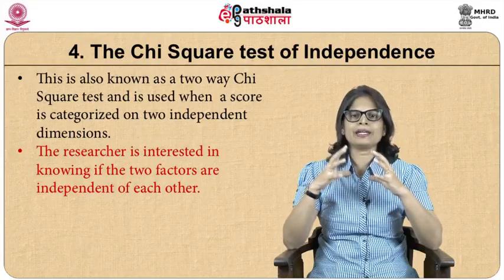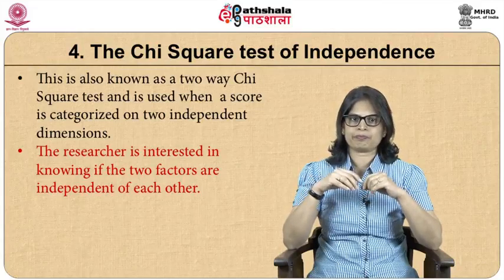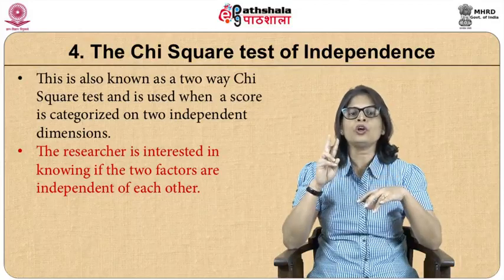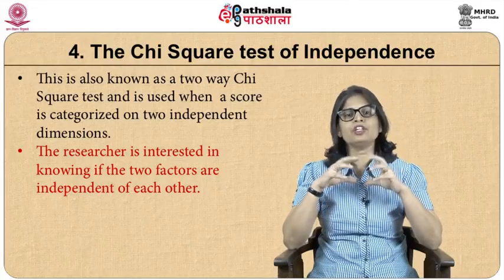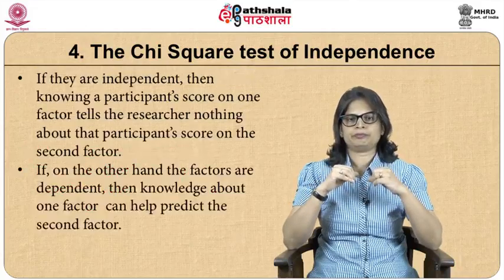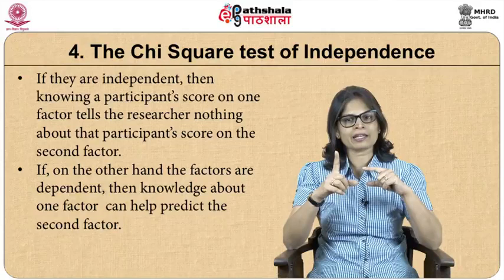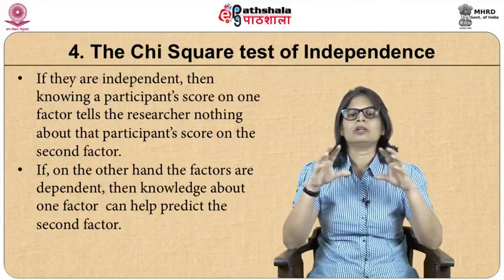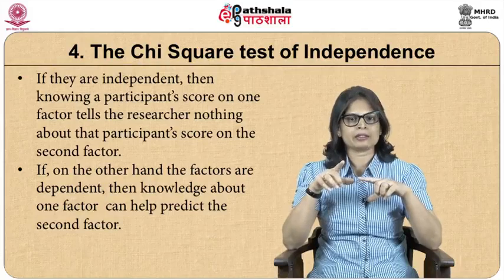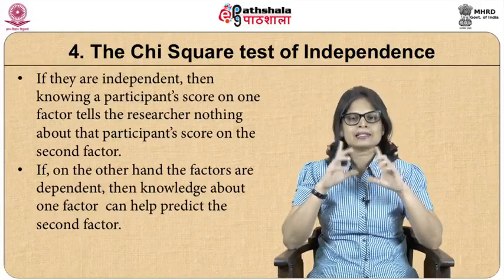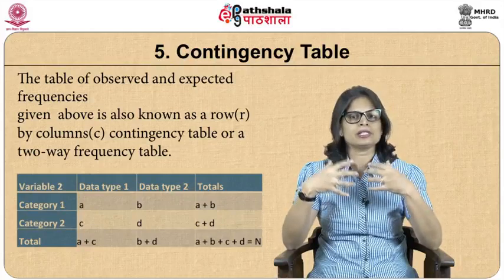Let us see what is the chi-square test of independence. This is also known as the two-way chi-square test. It is used when a score is categorized on two independent dimensions. Here, the researcher is interested in knowing if the two factors are independent of each other. If they are independent, then knowing a participant's score or observation on one factor tells the researcher nothing about the participant's score on the second factor. If, on the other hand, the factors are dependent, then the knowledge about one factor can certainly help predict us the second factor. Now, let us see what do you mean by a contingency table.